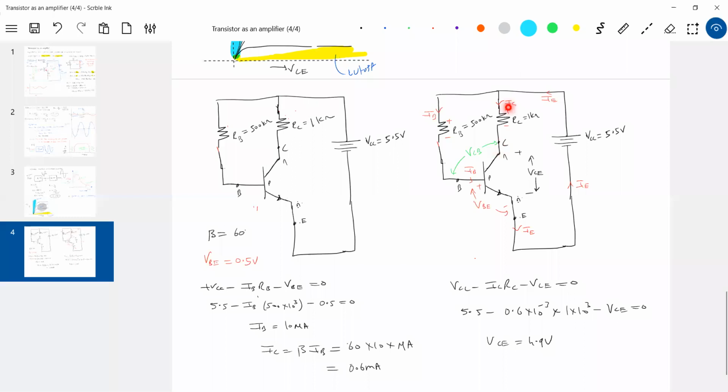Like I know IC and IB. I'll write the loop equation and I'll get VCB. I'll check VCB. This should be reverse biased. So collector is N type. So if VCB is greater than 0, it will be reverse biased. VCB less than 0, it will be forward biased, and the transistor is not in the active region. Collector base junction is reverse biased. Like that, I'm going to check whether the transistor is in cutoff, saturation or active.